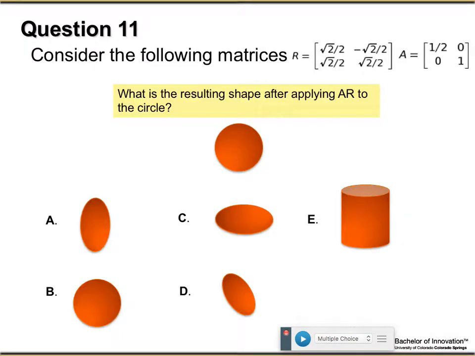Okay. Consider the following matrices. What is the resulting shape after applying AR to the circle? If you don't recognize it, R is a rotation by 45 degrees clockwise.